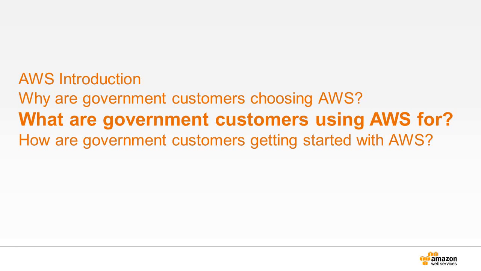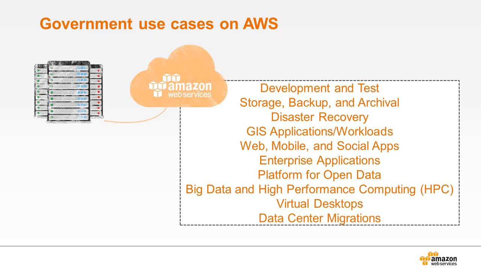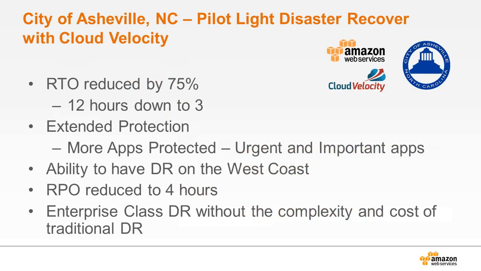So now that we have a good context of the AWS value proposition for government, let's look at some interesting use cases for government running on AWS. Enterprises and government customers are using AWS for virtually any workload. Some of the more prominent ones that we're seeing resonate with our government customers include development and test, storage and backup, disaster recovery, GIS workloads, we talked about that with ESRI, and running web and social applications. Let's look at some of these use cases right now.